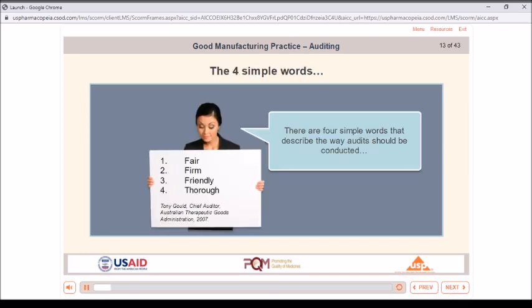The 4 simple words. There are 4 simple words that describe the way audits should be conducted. 1. Fair. 2. Firm. 3. Friendly. 4. Thorough.